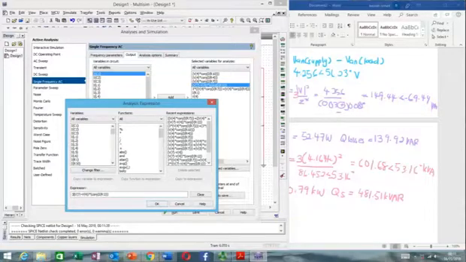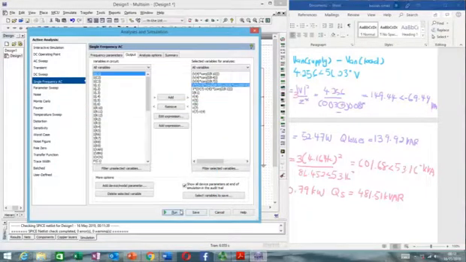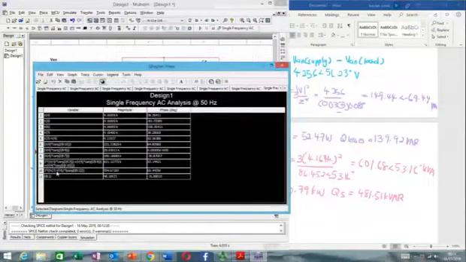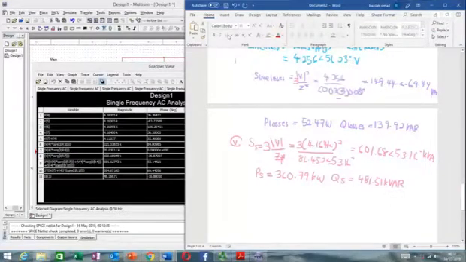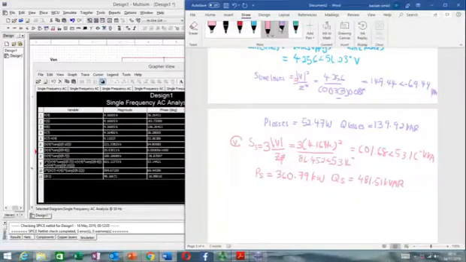So 3 multiplied with the voltage at 9 multiplied with the conjugate of I at R1. Yep, so this is the value. And then for this one, I forgot to square. The answer should be this one squared.